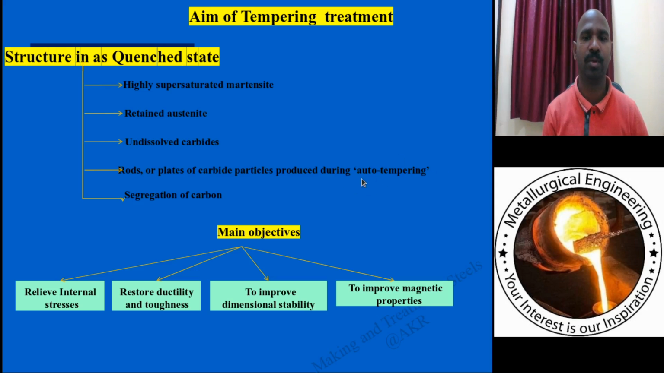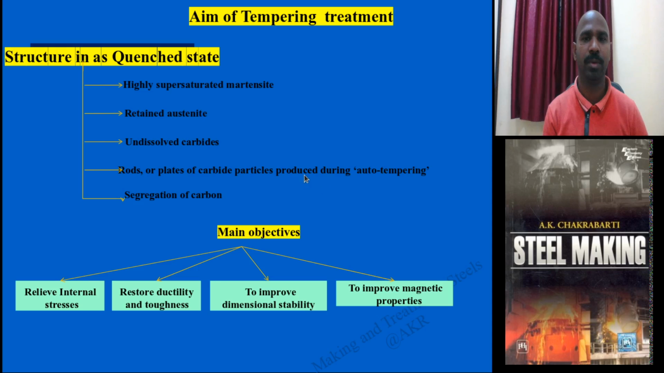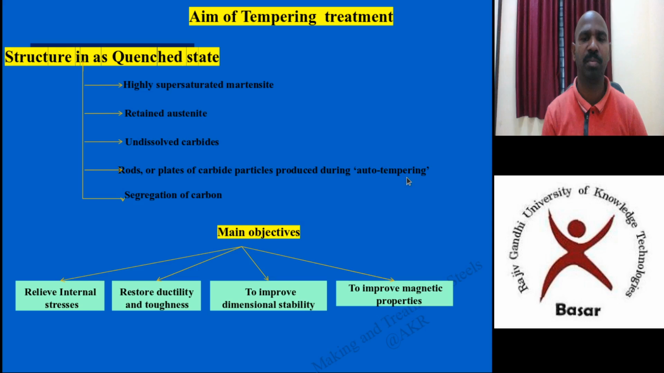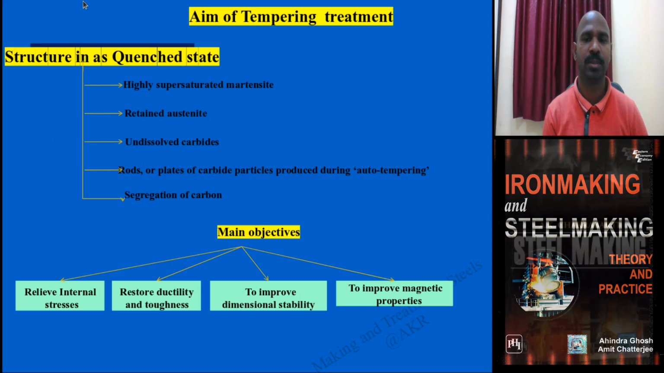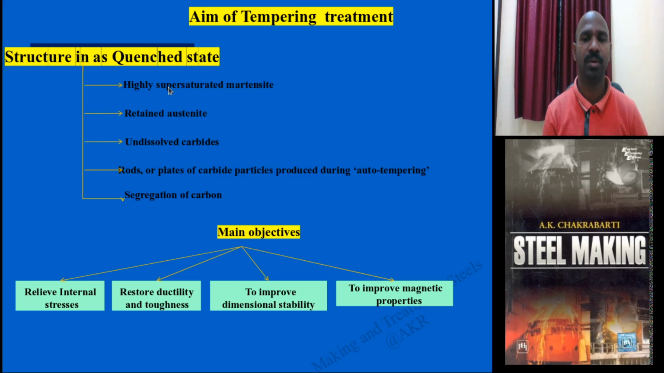Auto tempering is nothing but tempering below the A1 temperature, where A1 is the eutectoid temperature. Below the A1 temperature, auto tempering occurred, and rod and plate form carbide particles were formed, and carbon was segregated here and there, so there is no homogeneity. These were the problems from the hardening process. How do you overcome these problems? That was the main aim for developing the tempering treatment.